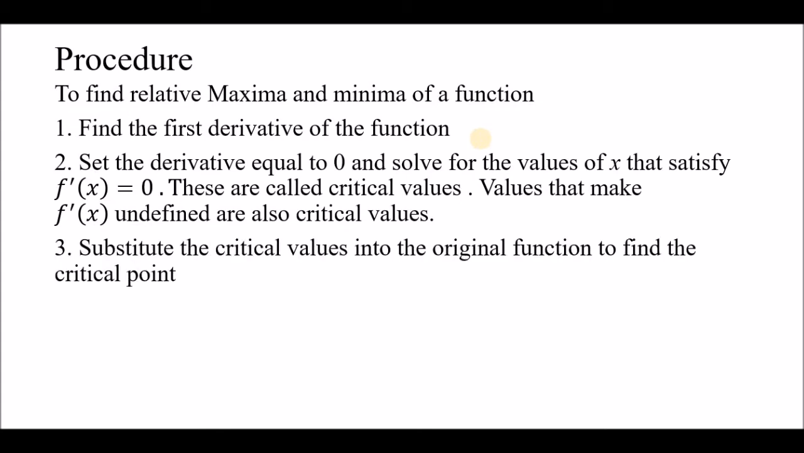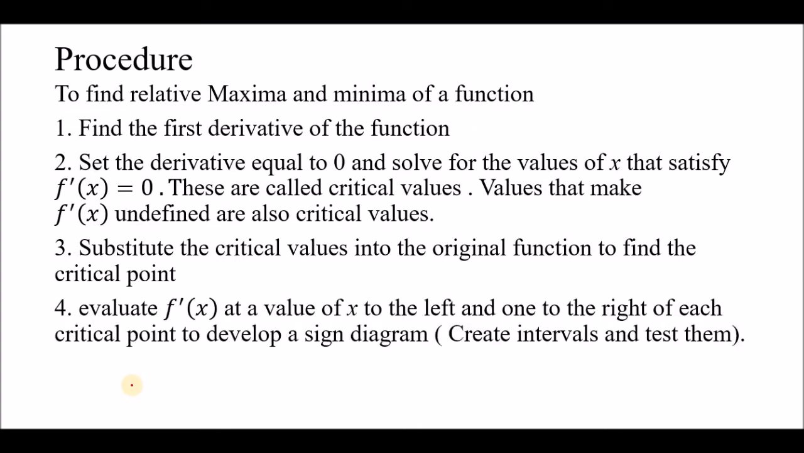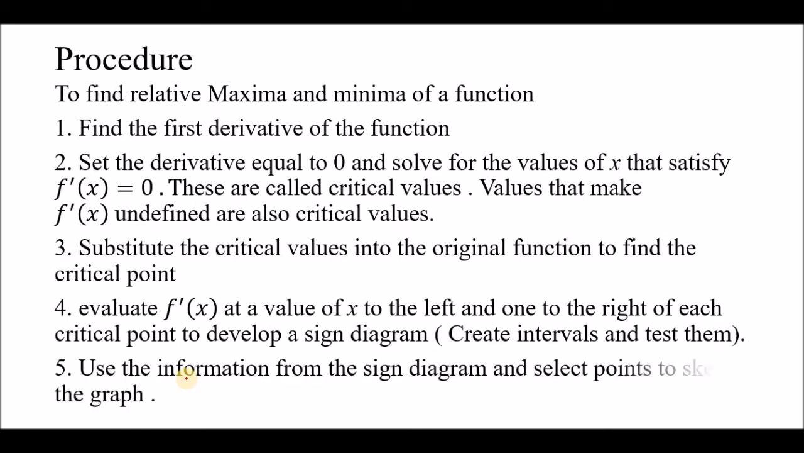The third step is to substitute the critical value into the original function to find the critical point. The next step is to evaluate f prime of x at a value of x to the left and one to the right of each critical point to develop a sign diagram. We're going to create some intervals and test those intervals, whether the function is increasing or decreasing on those intervals based on the sign of f prime of x. The last step is to use the information and the sign diagram in order to select points and sketch the graph eventually. So let's look at some examples.